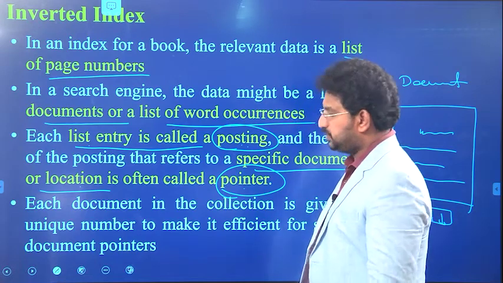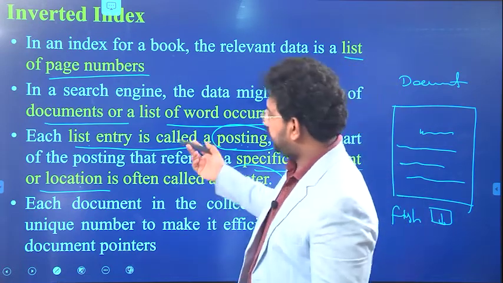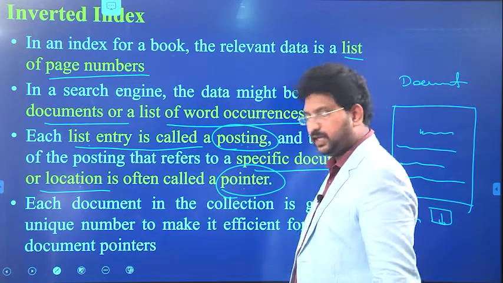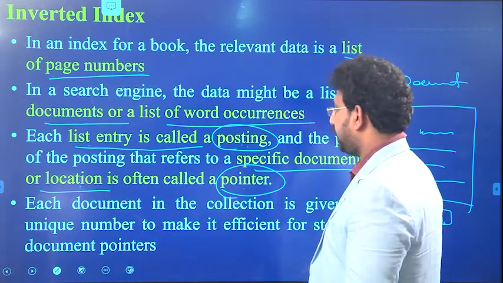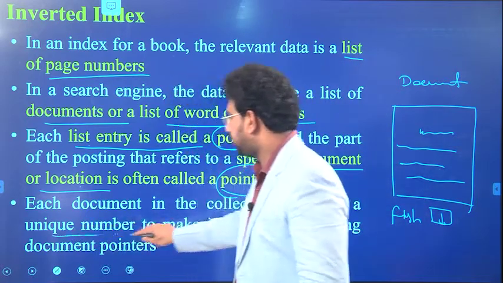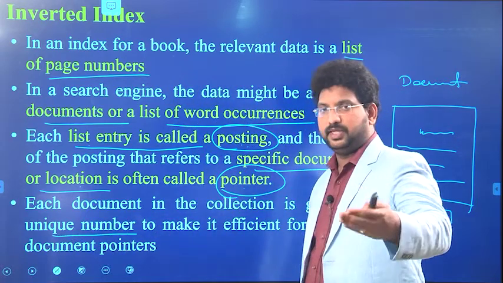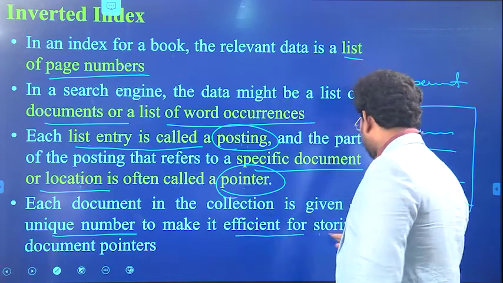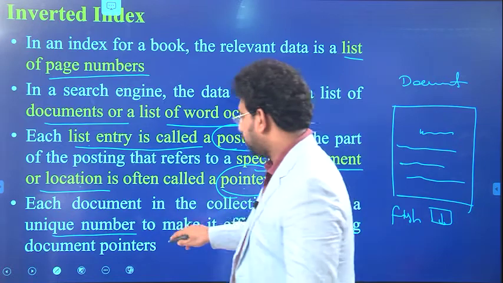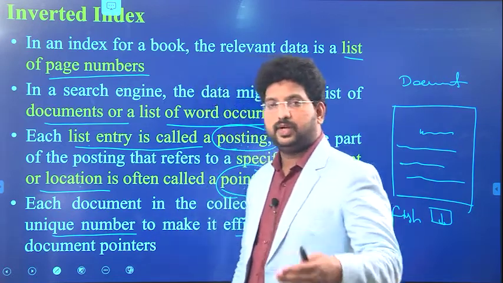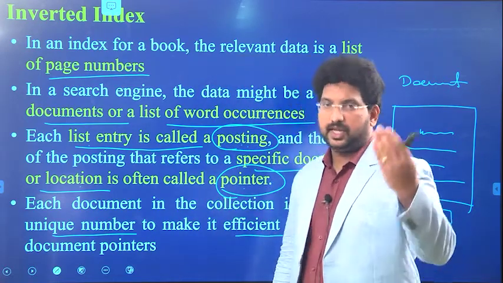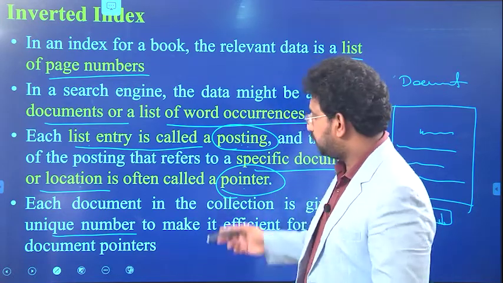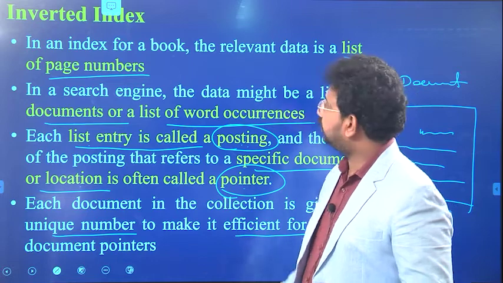And if you see the last point about inverted indexing, each document in the collection is given a unique number. So each and every document has its own unique number to make it efficient for sorting the document pointers. For the sorting of the pointers, each and every document is assigned a unique number.